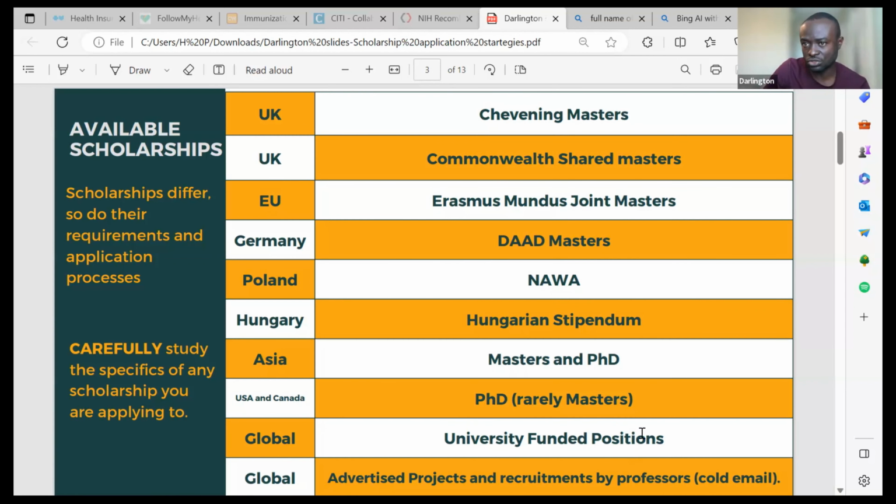So some schools have some positions for brilliant students. You understand? For instance, there is this African Excellence Award. It's actually by the school itself. So you can find these all over the world in different schools.